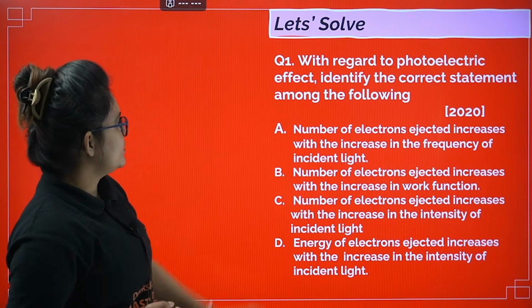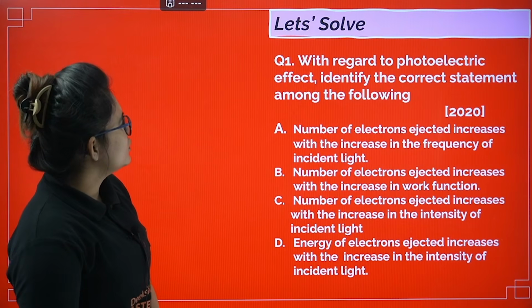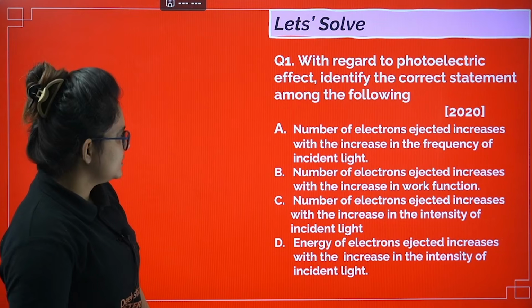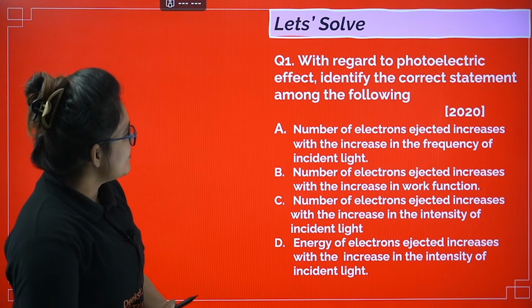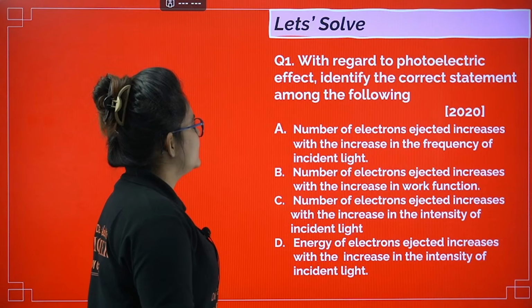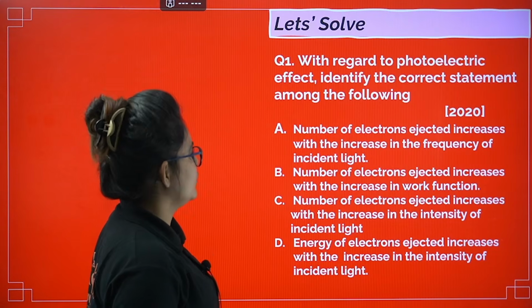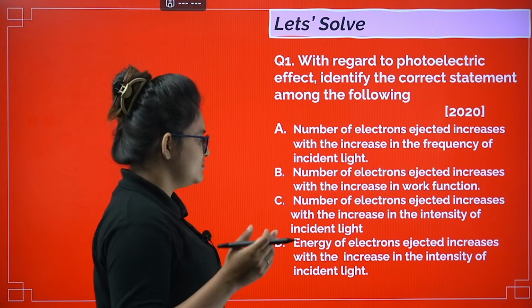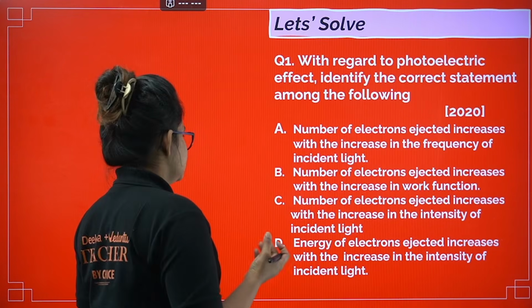Let's proceed. Okay, one problem. With regard to the photoelectric effect, identify the correct statement among the following. Number of electrons ejected increases with increase in frequency of the incident light. No, that's not going to be the correct one. Rather, it's going to be related to the intensity of the light.